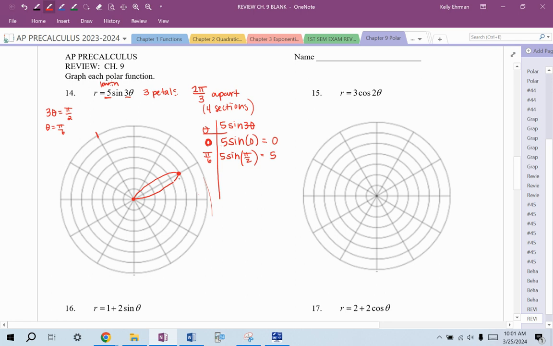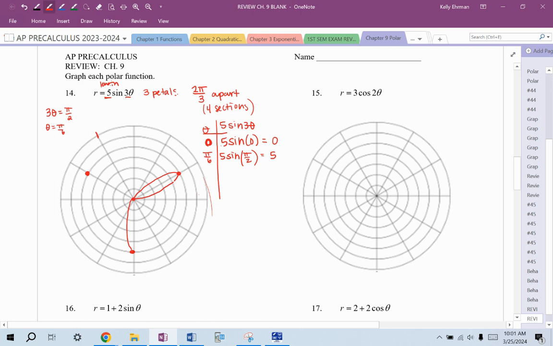And then where does the next petal go? I'm kind of done with my table because I know that the next petal should be 2 pi over 3 away from that. So remember, that's 4 sections. From this tip, we've got 1, 2, 3, 4. So this is where the next petal would land. And then 1, 2, 3, 4. Here's where the last petal would land.